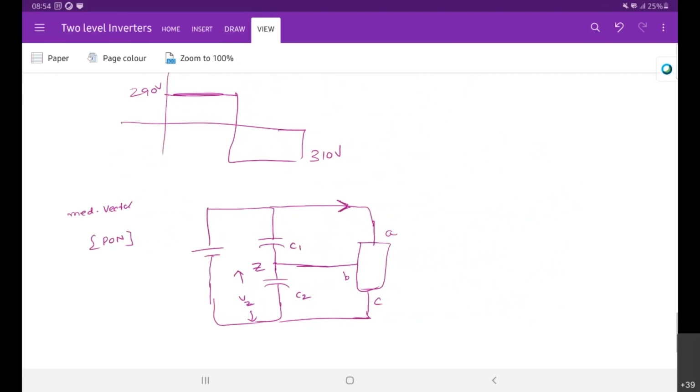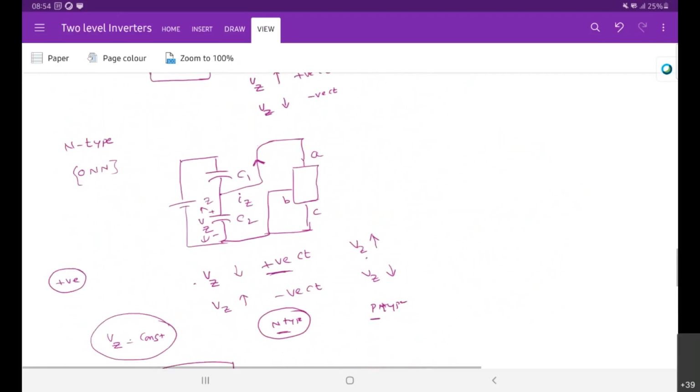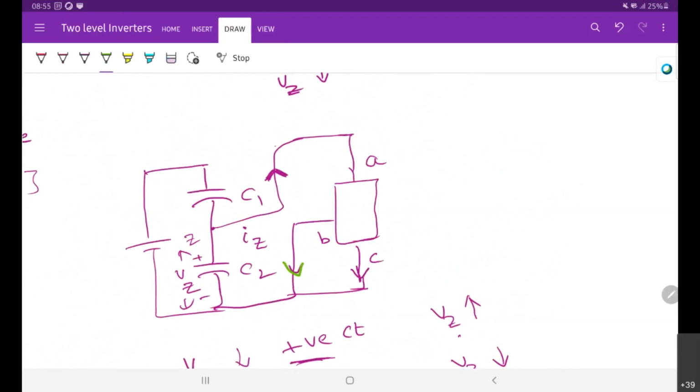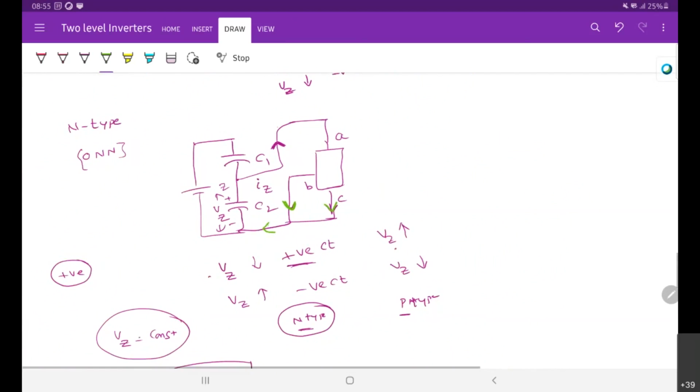See earlier, if you notice, if the current is flowing like this, the outgoing current is flowing in this direction and in this direction. There is no other option, right? So that means it must flow inside this one. So therefore this VZ is increasing or decreasing, right?